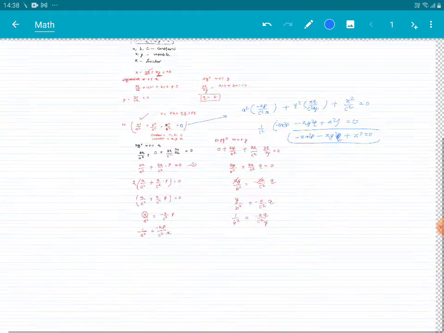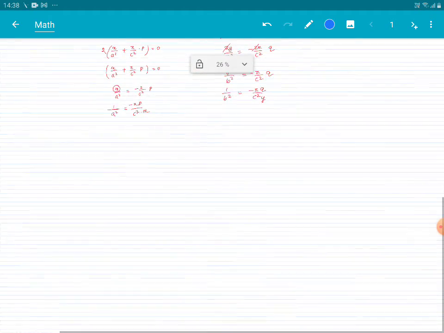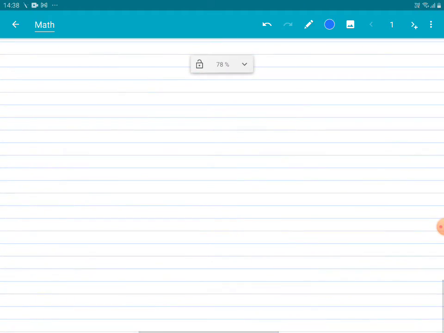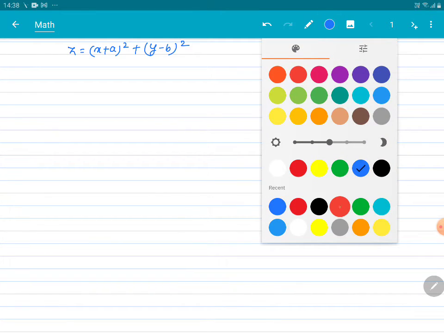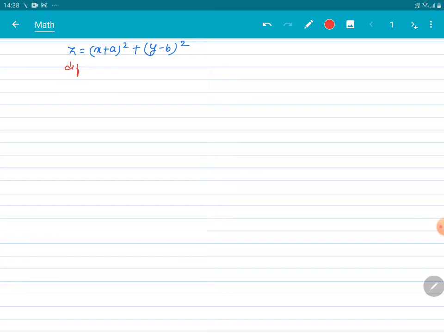Now next one is there. Suppose a differential equation is there. Now one question: z is equal to (x plus a) whole square and (y minus b) whole square. How to find the differential equation? First, differentiate with respect to x.